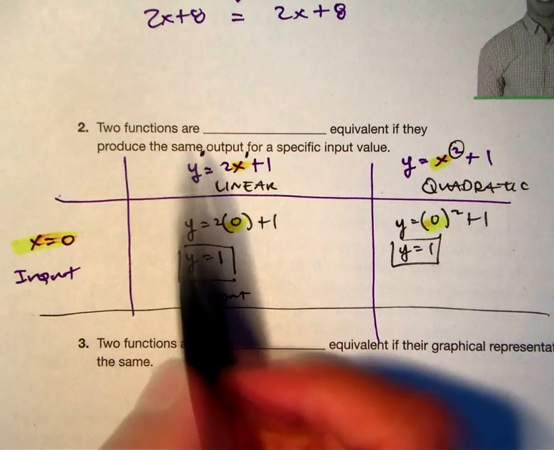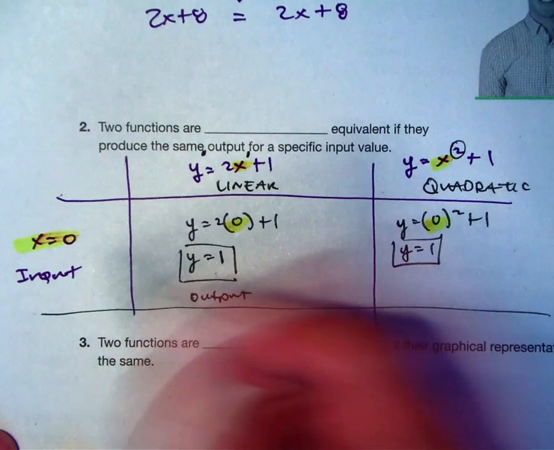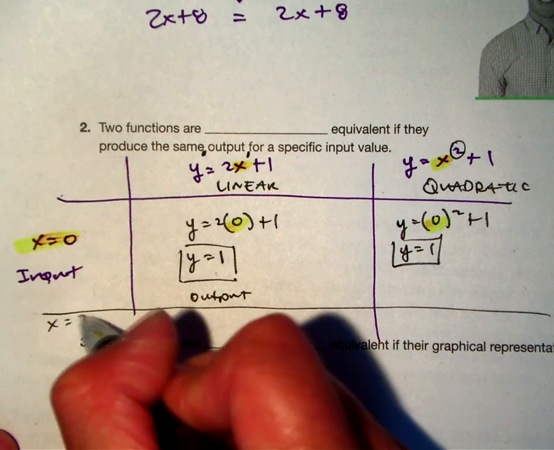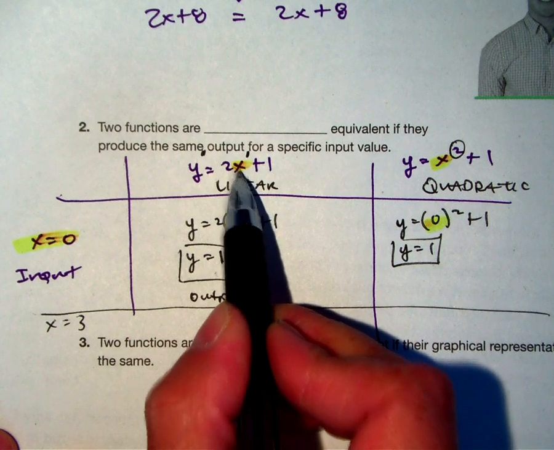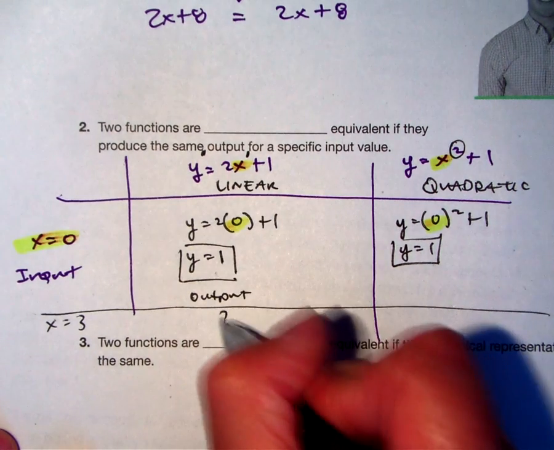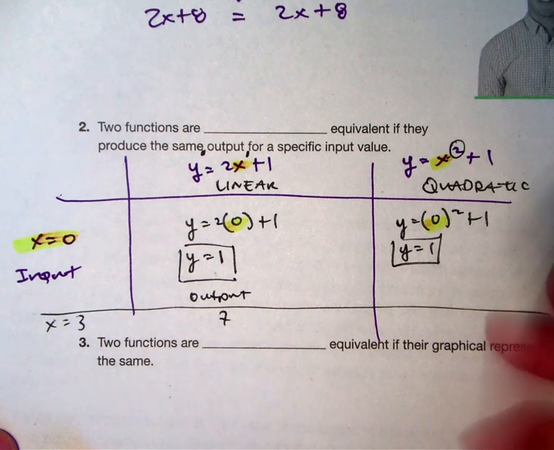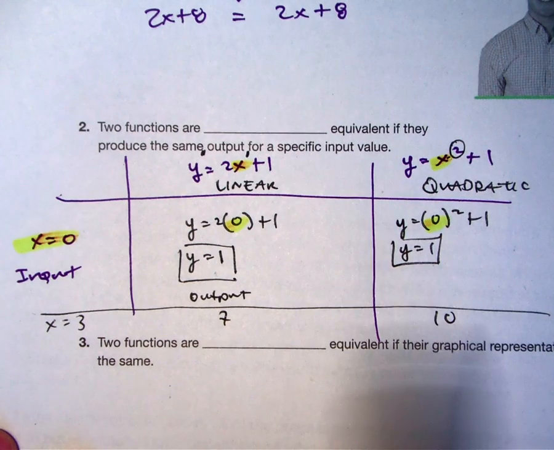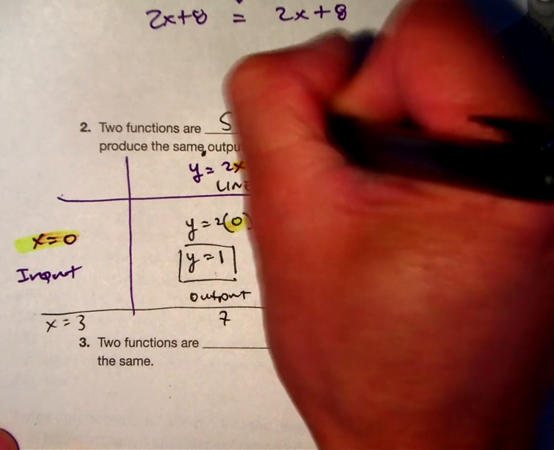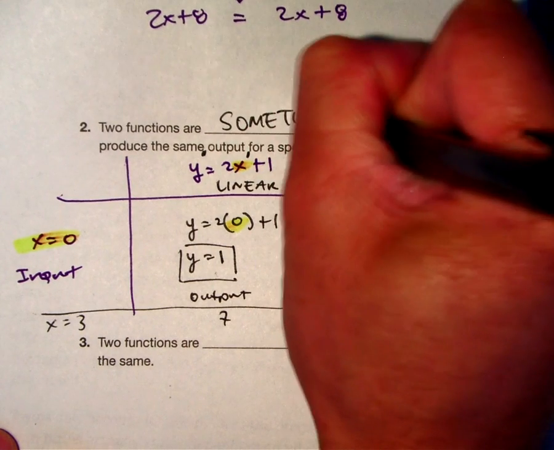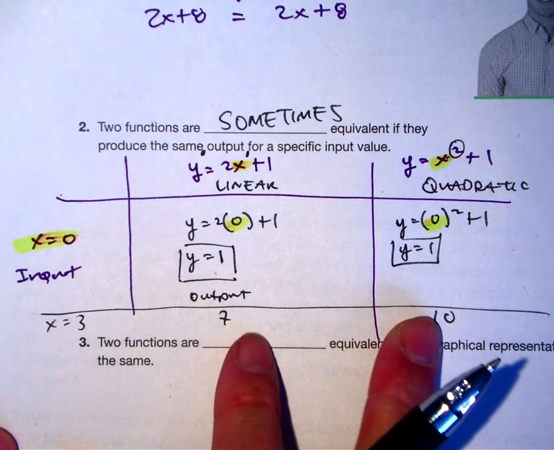So you might be thinking the answer is always, but what happens if you put in something like 3? 2 times 3 is? 6. And 6 plus 1 is? 7. Put it over here. 3 squared is? 9. And 9 plus 1 is? 10. So do you always get the same output? No. The answer is sometimes. You learned this in Math 4. What you're doing here is you're trying to find a counterexample.